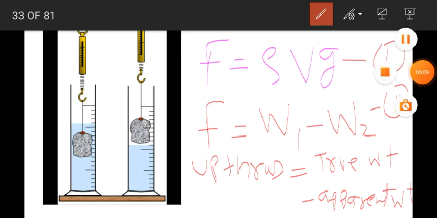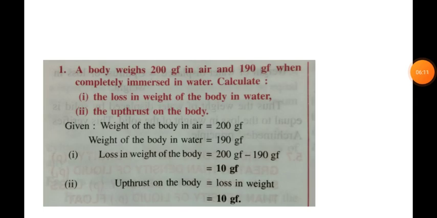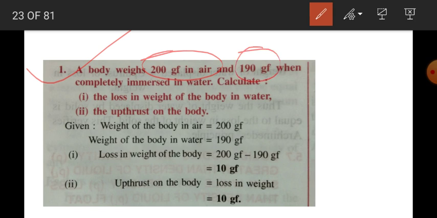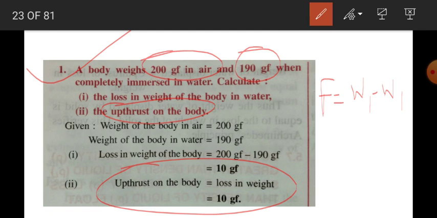So let's begin. So this solved numerical is from your textbook, although we have solved it during the lectures. Okay, I'm not going to solve it here. You can pause this video and you can check the solution here. True weight is given, that is weight in the air, and apparent weight is also given, the weight in water, and we need to calculate the upthrust. So we know the upthrust is weight in air minus weight in water. So 200 minus 190, your answer will be 10 gram force.